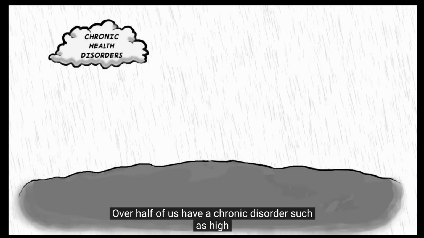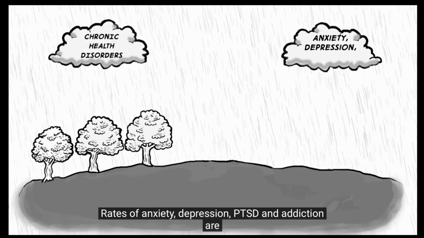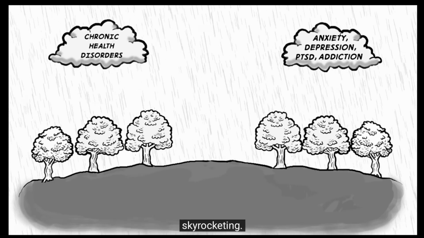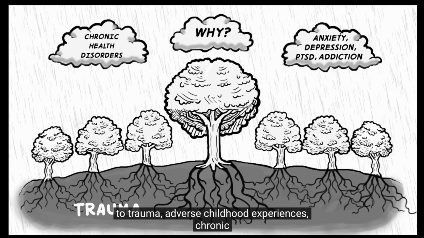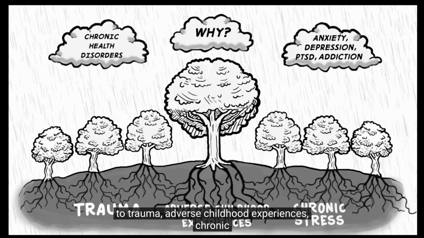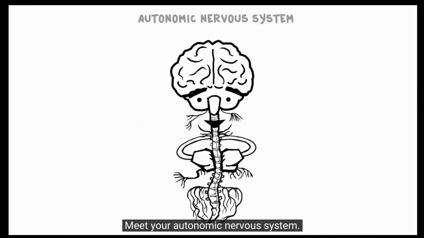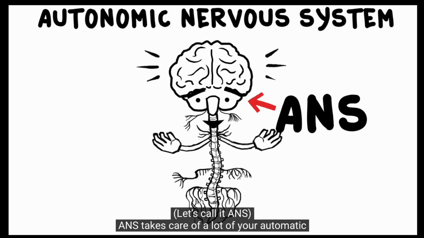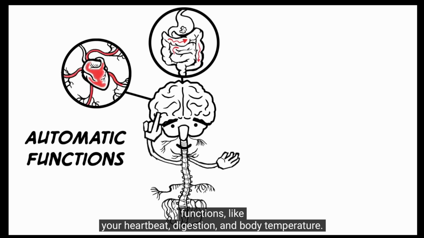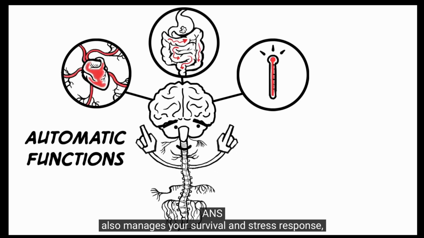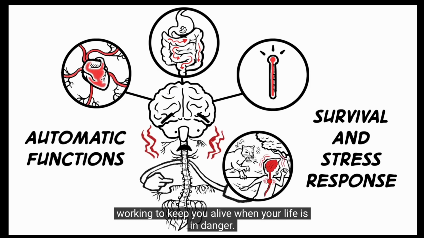Over half of us have a chronic disorder such as high blood pressure or autoimmune disease. Rates of anxiety, depression, PTSD, and addiction are skyrocketing. Why? The roots of these issues and more can often be traced to trauma, adverse childhood experiences, chronic stress, and ultimately, nervous system dysregulation. Meet your autonomic nervous system. Let's call it ANS. ANS takes care of a lot of your automatic functions, like your heartbeat, digestion, and body temperature. ANS also manages your survival and stress response, working to keep you alive when your life is in danger.